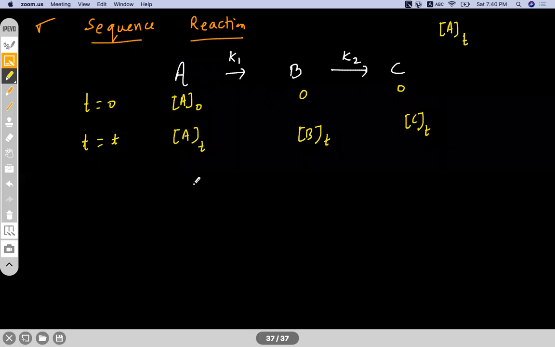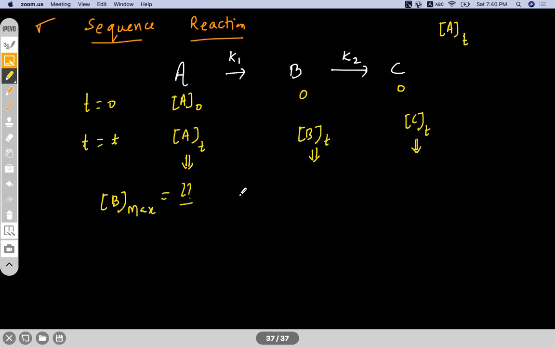We need to find out the concentration of A at any time t, the concentration of B at any time t, and the concentration of C at any time t. These are the three things we need to find out. Apart from this, we need to find out the maximum concentration of B, B max, and at what time the concentration of B becomes B max.